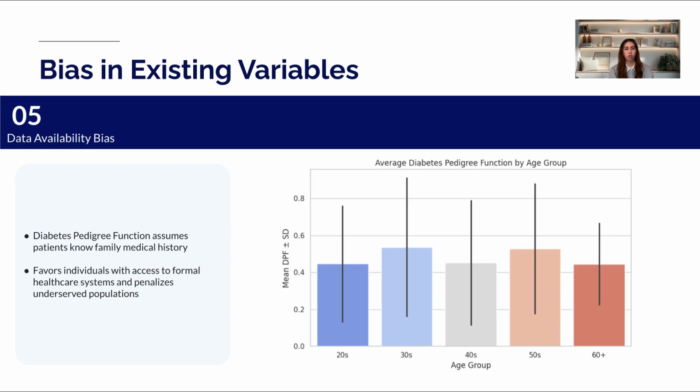Some biases are more subtle. The dataset includes a variable based on family history, the diabetes pedigree function, but it assumes everyone has access to detailed generational health information. That's rarely the case for patients from immigrant communities, low literacy populations, or under-resourced systems. What looks like a clean input may actually reflect privilege more than health.